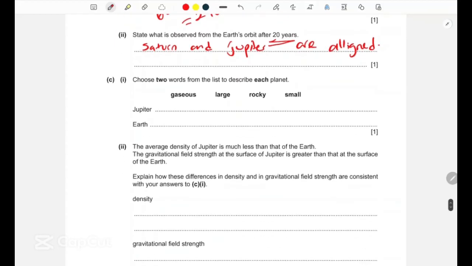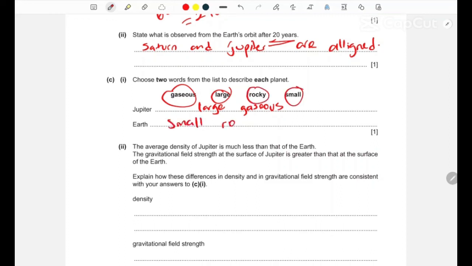C. I choose two words from the list to describe each planet. So Jupiter is going to be gaseous and large. So large and gaseous. And Earth is going to be the opposite, rocky and small. Small and rocky.